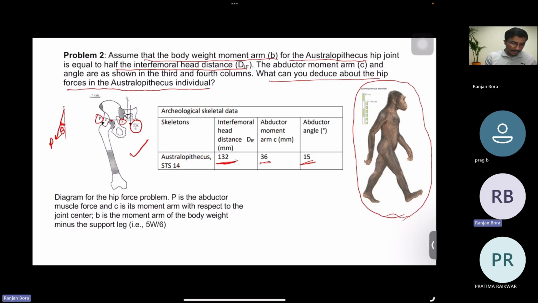Here is the diagram given for the hip force problem. P is the abductor muscle force and C is its moment arm with respect to the joint center. B is the moment arm of the body weight minus the support leg, 5W/6. We are taking the joint center as O. So can you try to solve it?